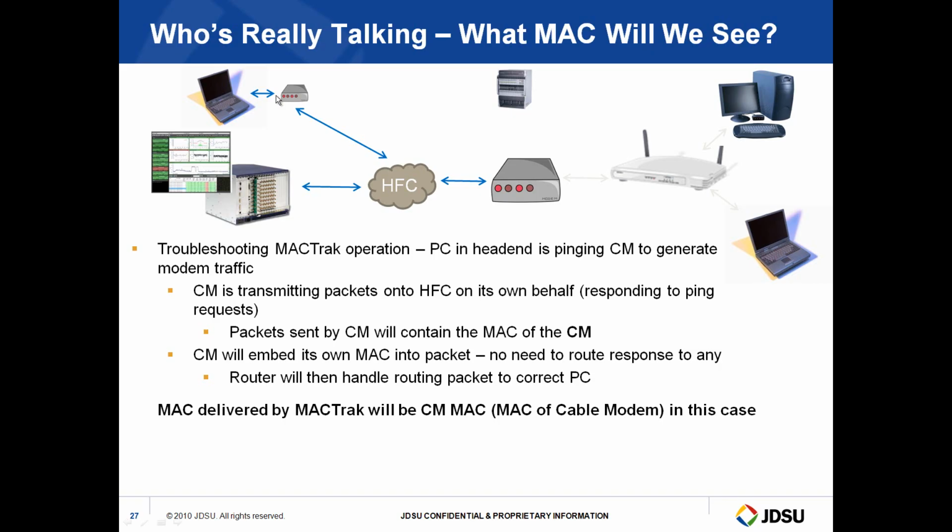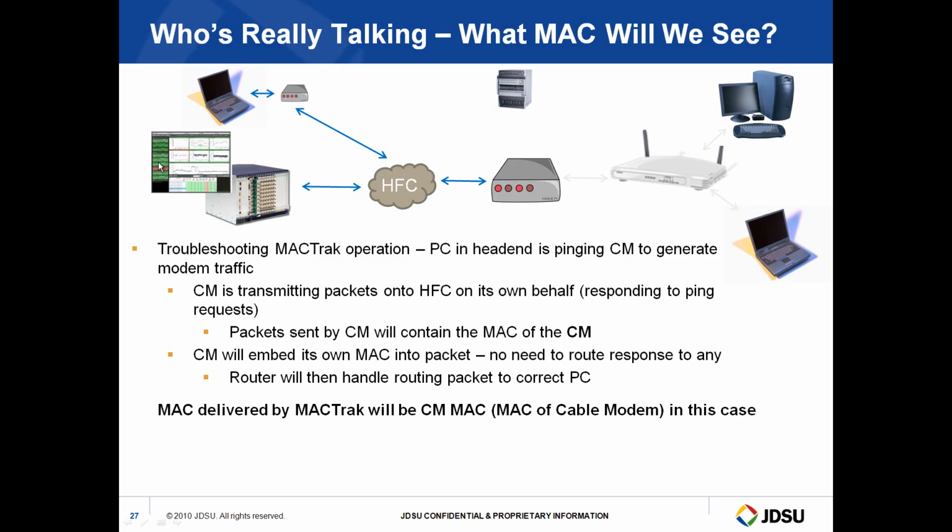In that case, you can ping using a fast ping utility like the Colasoft ping tool or fping, as in fast ping, to generate really fast pings to the modem so that the modem can be talking so that PathTrak can see it. When you're pinging the modem, he is sending packets out onto the HFC on behalf of himself, not any of the CPE behind him. So in that case, you'll be looking at the cable modem MAC.